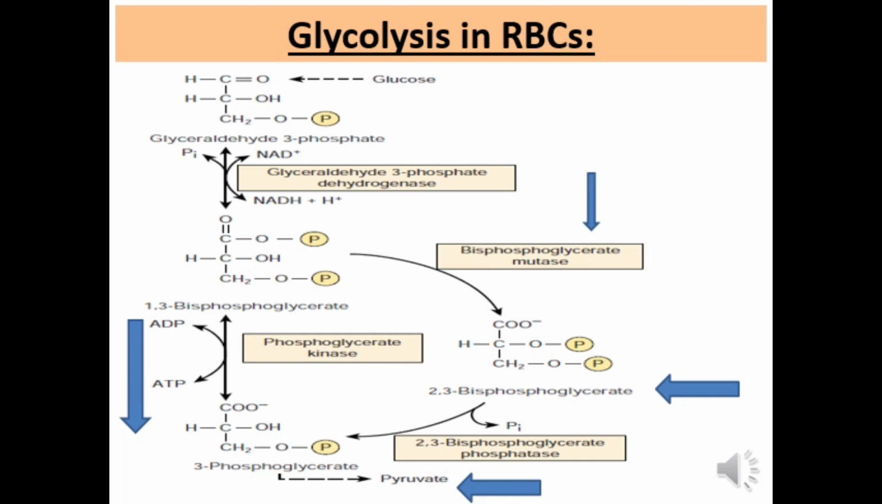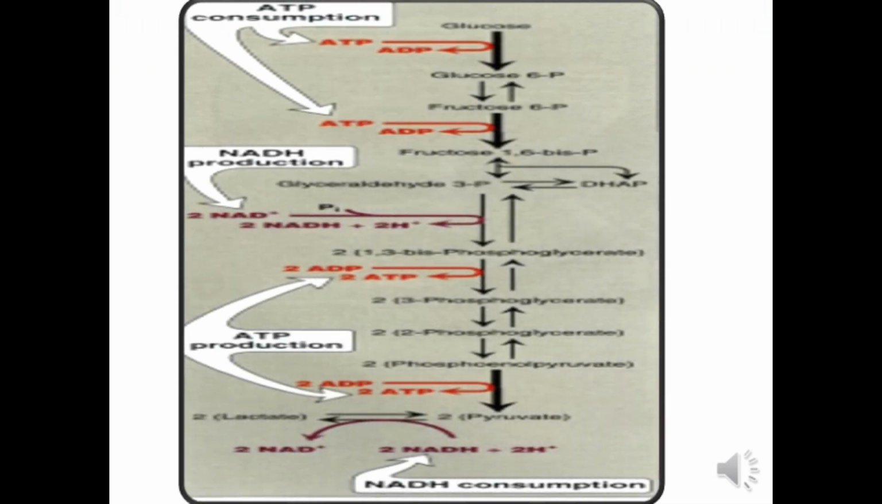This figure shows the consumption and production of ATP and NADH. In the first reaction of glycolysis, the conversion of glucose into glucose 6-phosphate, there is consumption of ATP. Also, in the conversion of fructose 6-phosphate into fructose 1,6-bisphosphate, there is consumption of another molecule of ATP.